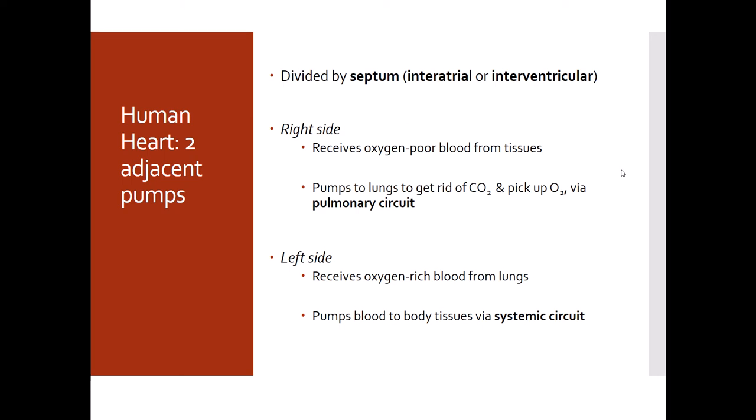So the right side of the body gets the oxygen-poor blood from all of our tissues. It then pumps the blood to the lungs in order to get rid of the carbon dioxide and to pick up oxygen. So the right side handles what we call the pulmonary circuit. The left side receives all the oxygen-rich blood from the lungs and then pumps it out to all of our body tissues via what is known as the systemic circuit.